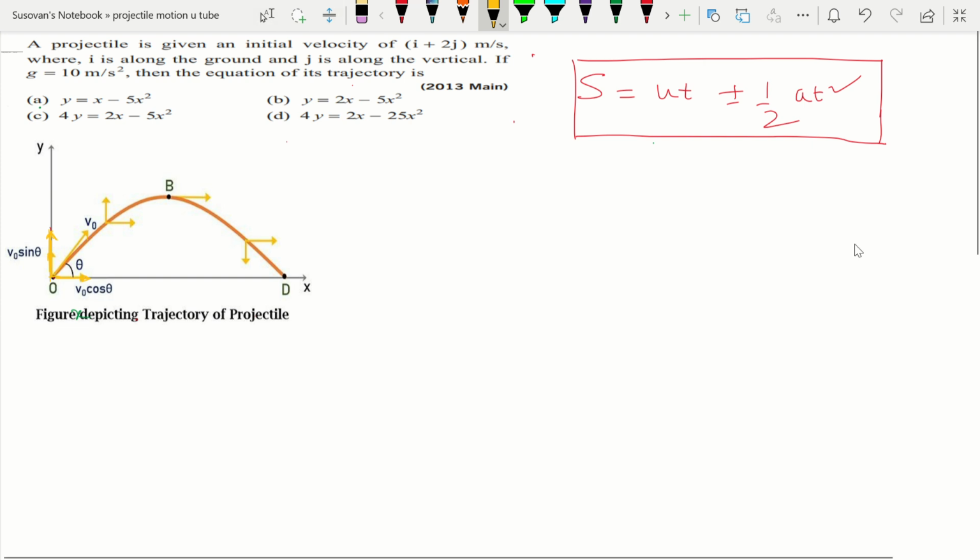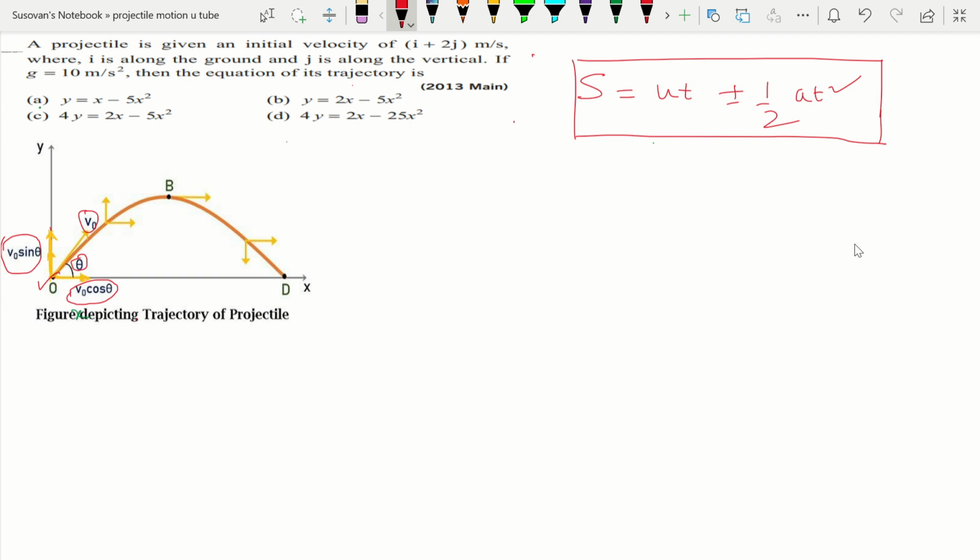Let's consider an object is projected with an initial velocity v0 and angle of projection theta from a point O. Now we know that every vector quantity can be resolved into two mutually perpendicular components. So the initial velocity also can be resolved into two mutually perpendicular components, and the horizontal component is v0 cos theta and the vertical component is v0 sin theta.